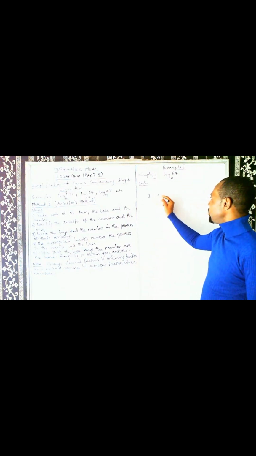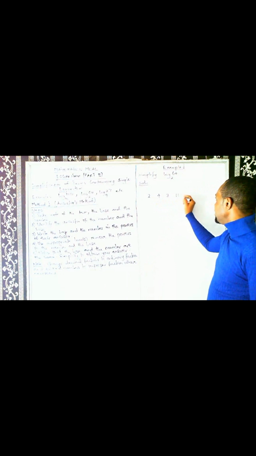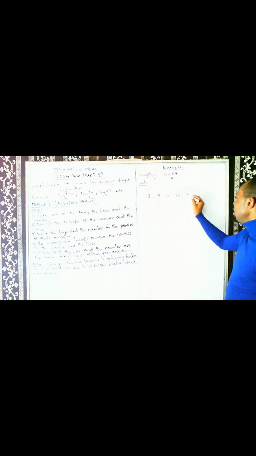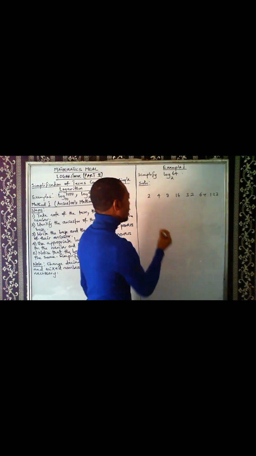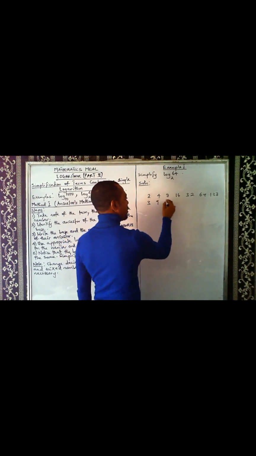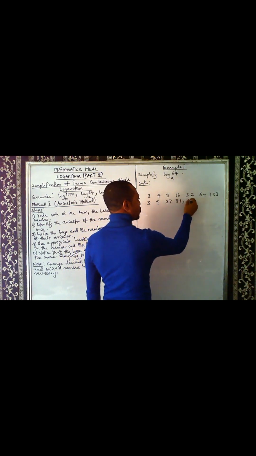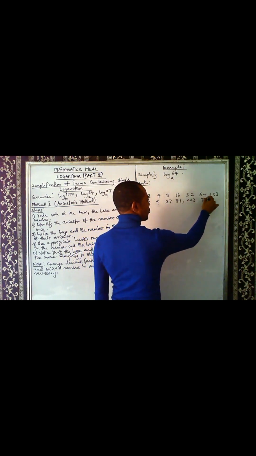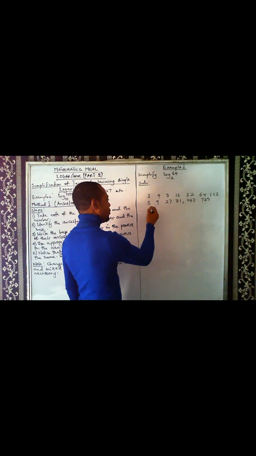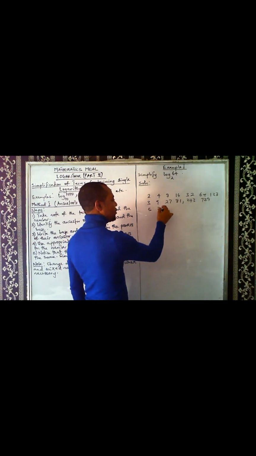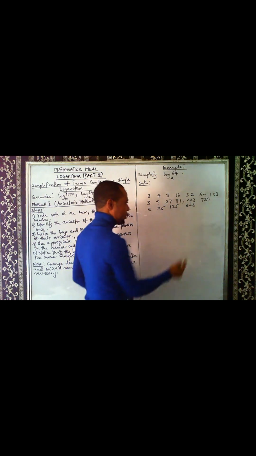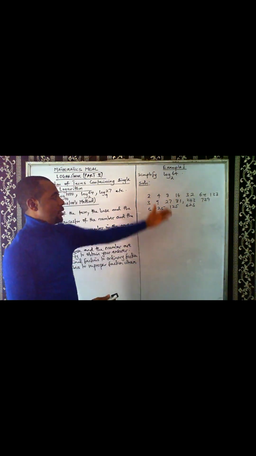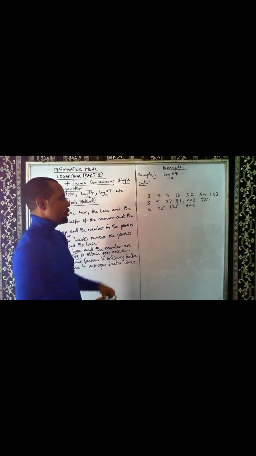Let's start with 2, 4, 8, 16. If I keep multiplying 2, I have 32, 64, 128, and so on. The same thing is applicable to 3. If we have 3, we have 9, we have 27, we have 81, we have 243, 729, and so on. And then we have 5, 25, 125, 625, and so on.